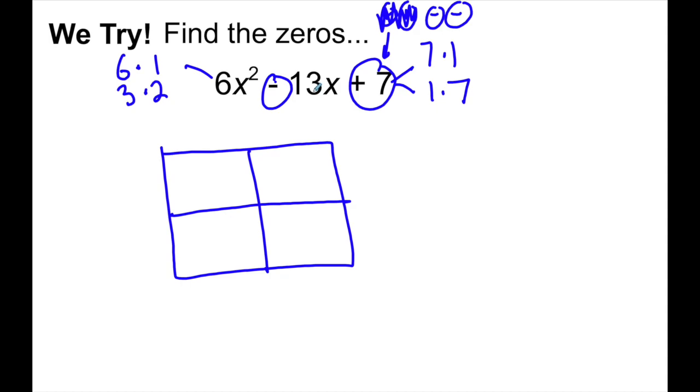Now, I'm going to try another possibility. So I just want to recap. I did negative 1 and negative 7. Remember, I knew they both had to be negative. So these get me my 7. This gives me my 6x squared. And I get negative 42x. So these I can see become negative 43x. Okay, so I got it wrong.